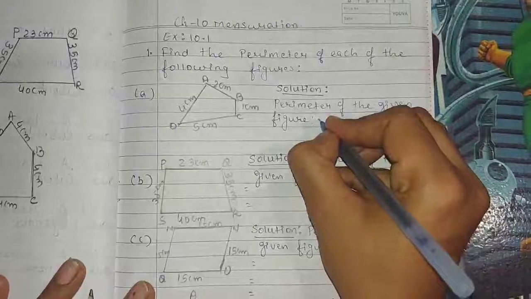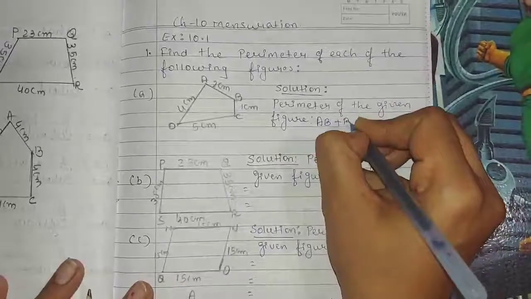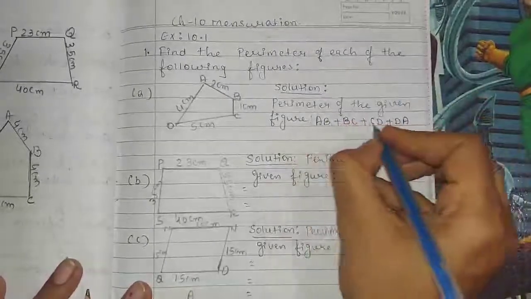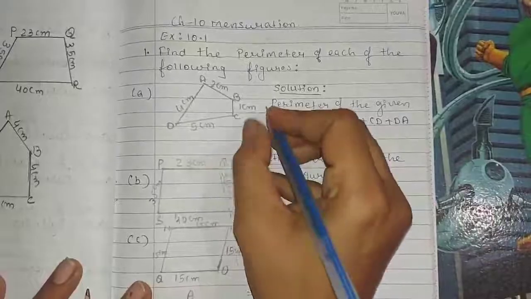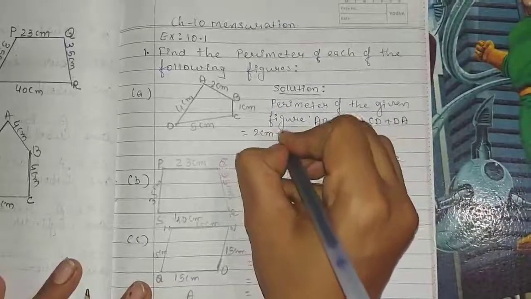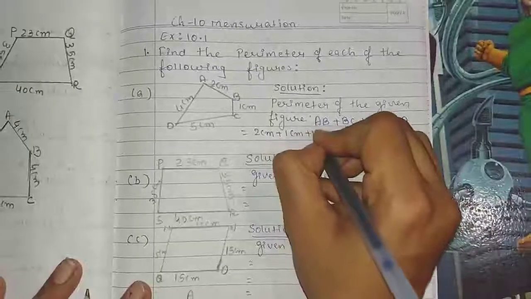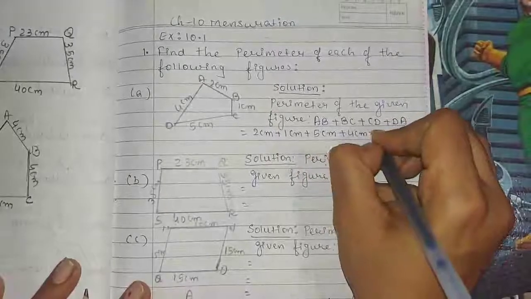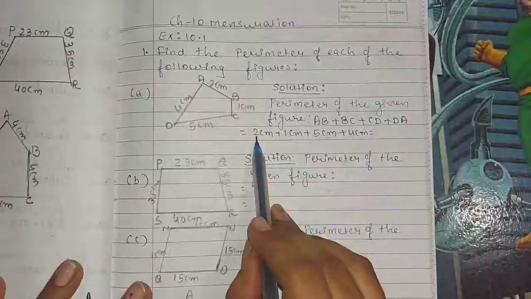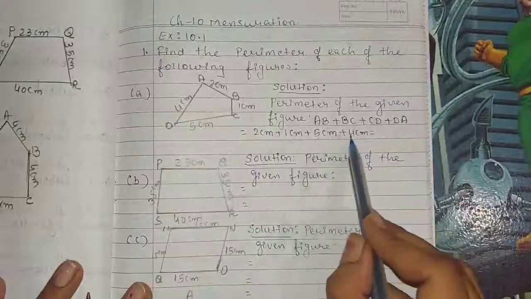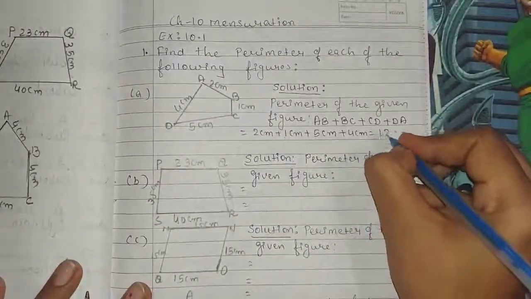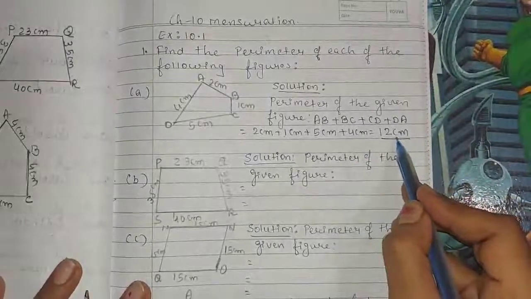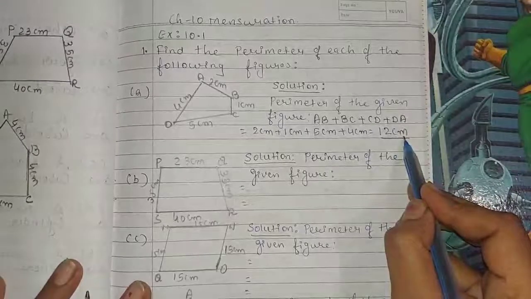Perimeter of the given figure is AB plus BC plus CD plus DA, which means we will add these sides. That equals 2 cm plus 1 cm plus 5 cm plus 4 cm. Now students, if we add this, 2 plus 1 is 3, 3 plus 5 is 8, 8 plus 4 is 12. So the answer is 12 centimeter. Students, we have to write the unit after every addition answer.